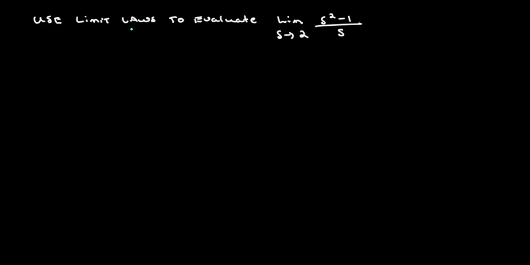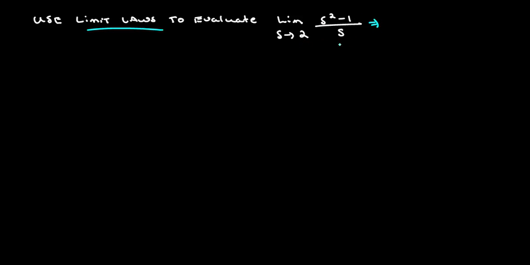We need to use the limit laws to evaluate the limit as s approaches 2 of (s squared minus 1) over s. If you want to, you can factor the top into (s plus 1) times (s minus 1). It really isn't going to change a whole lot here. Okay, so our steps are, since we have to use the limit laws, you have to go through each of these steps. This function is continuous at 2.